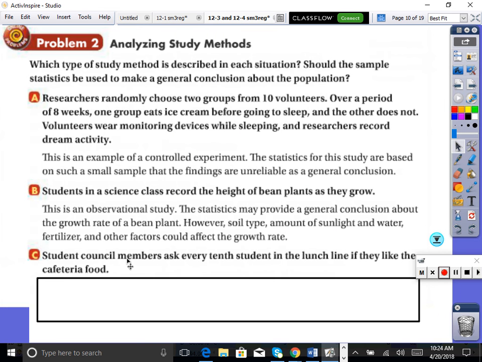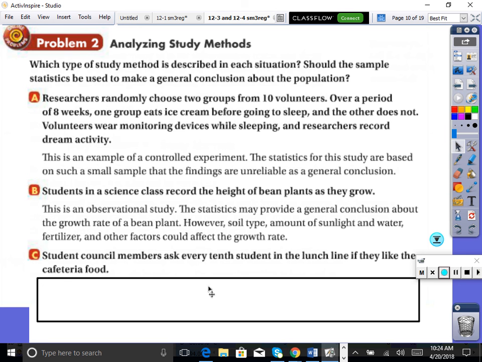It says student council members ask every 10th student in the lunch line if they like cafeteria food. What type? So yes, possibly convenience, but where it says every 10th, that would be kind of systematic. But you're right, it's convenient for them to go to the cafeteria, so I can see your reasoning. But that's not what we're asking. I'm asking what type of study was being done. A survey, because everybody that they picked, they asked the same question.